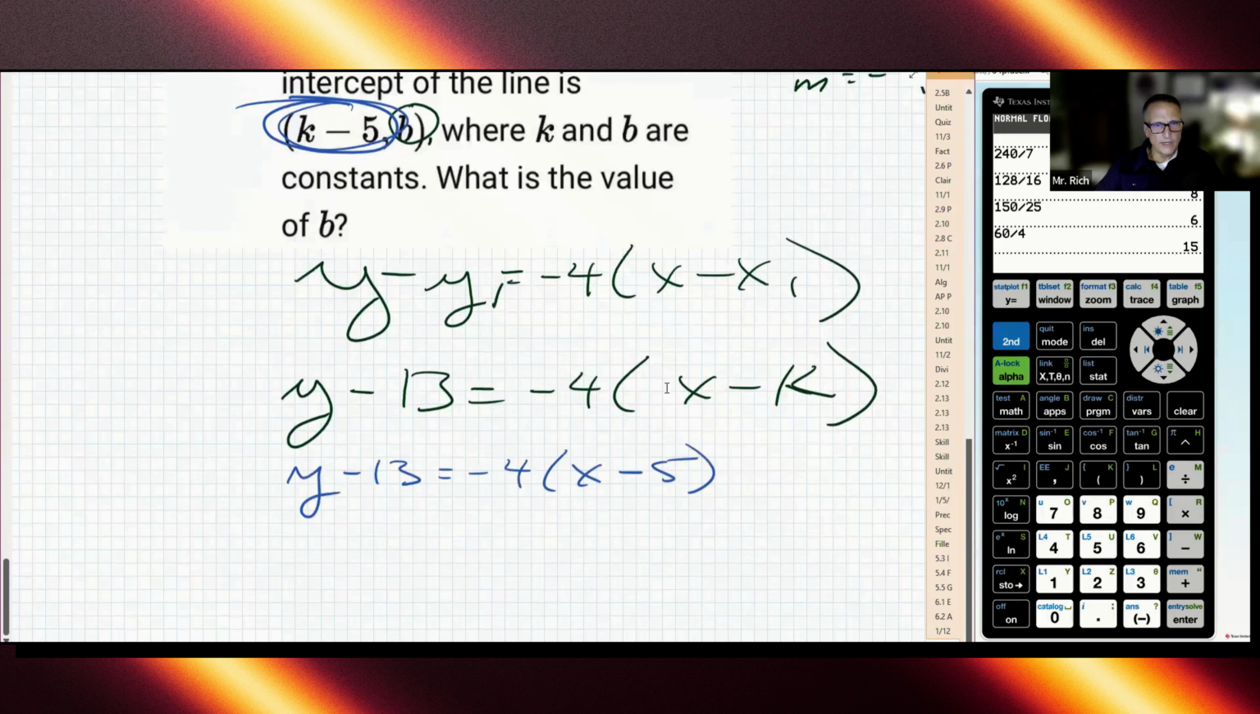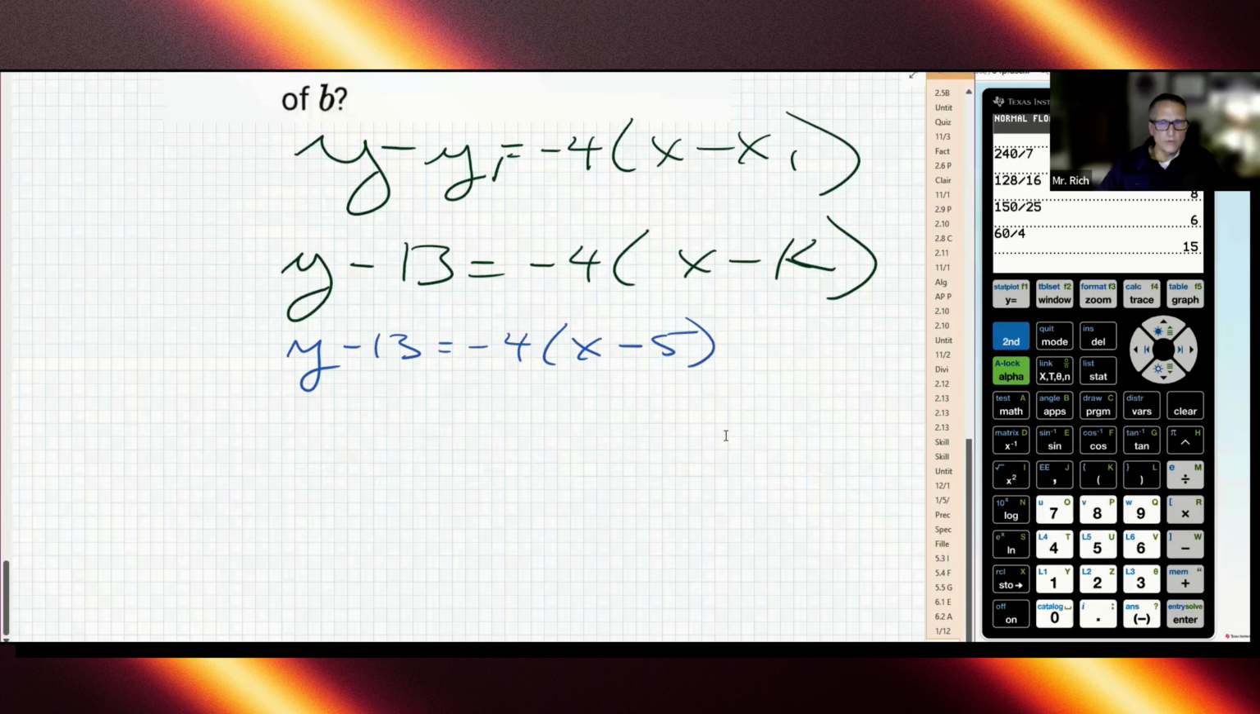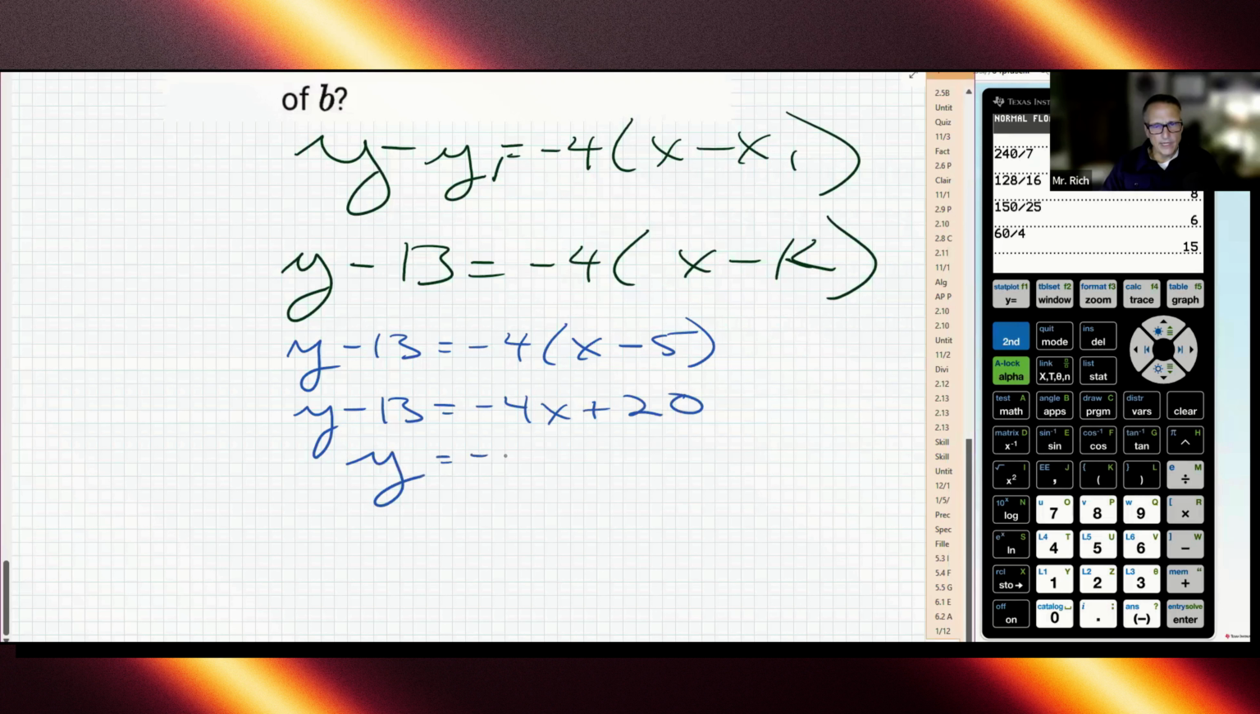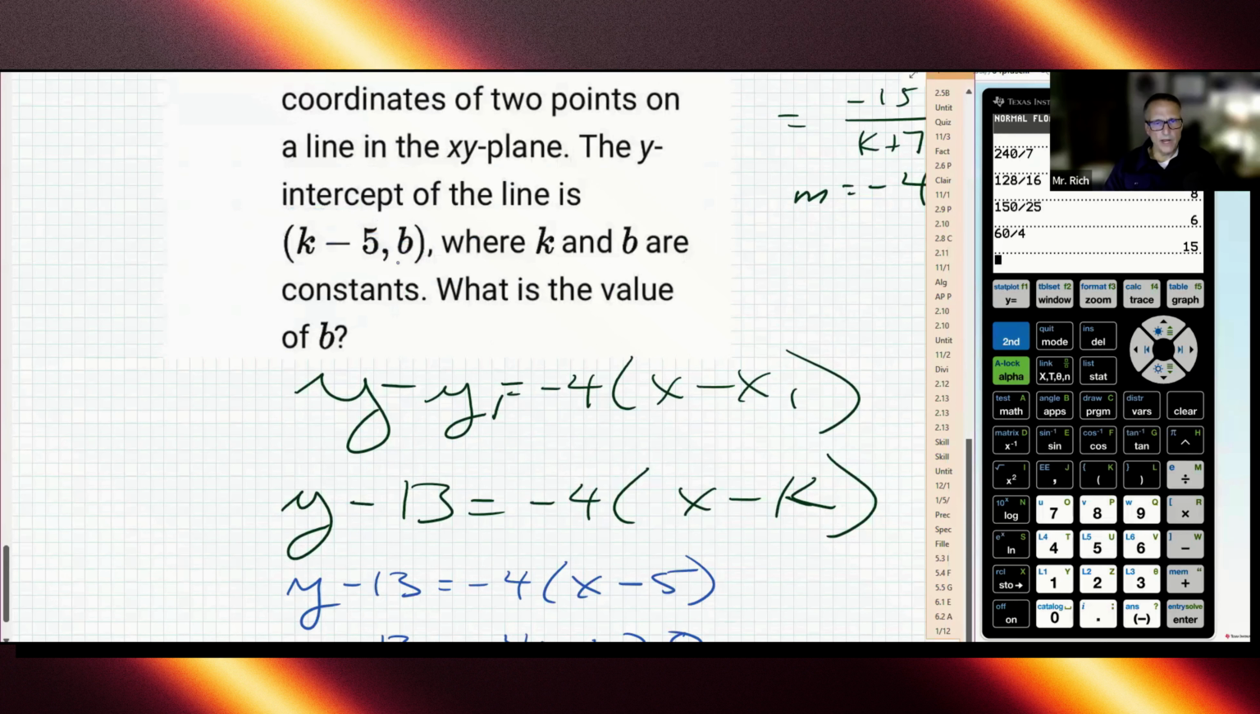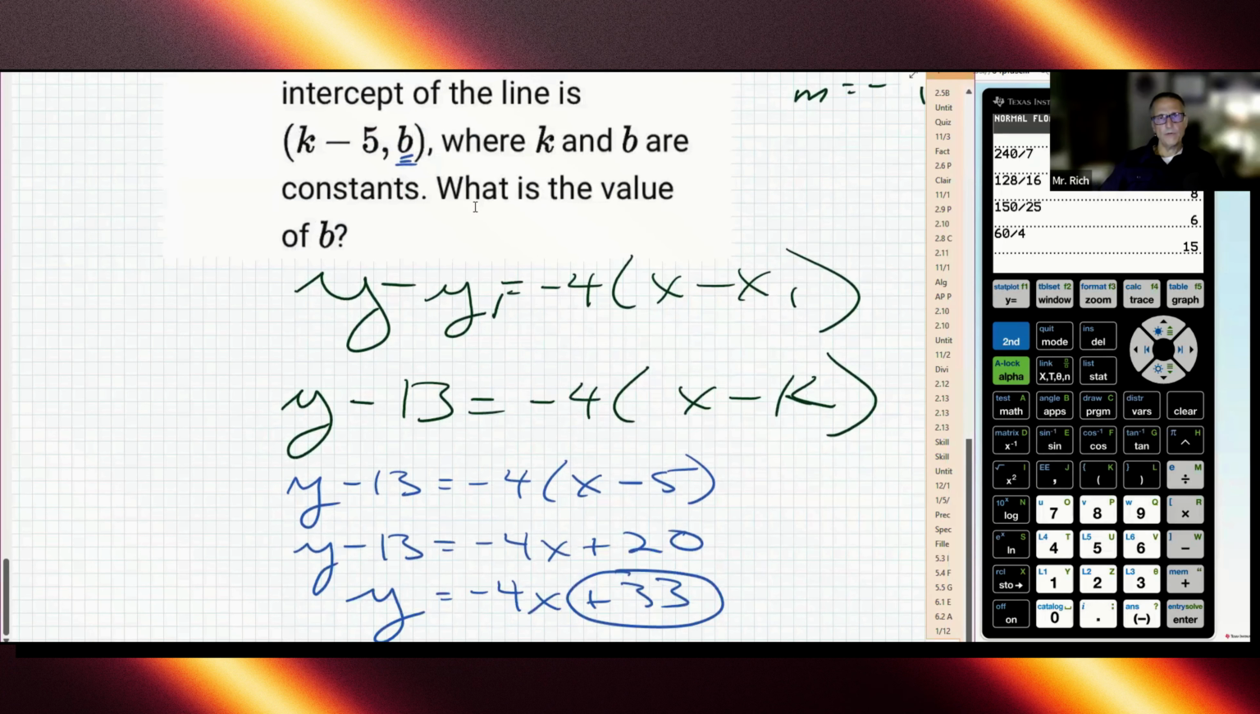Let me make sure I had that right. Yep, k has to be 5 to make x equal 0 in that ordered pair. And then to find b, b would be the y-intercept once I get this equation into slope-intercept form. So I have y minus 13 is equal to negative 4x plus 20. Add the 13 over, and I get negative 4x plus 33. That has to be the value of b, because b is the y coordinate of the y-intercept. So 33 is my answer.